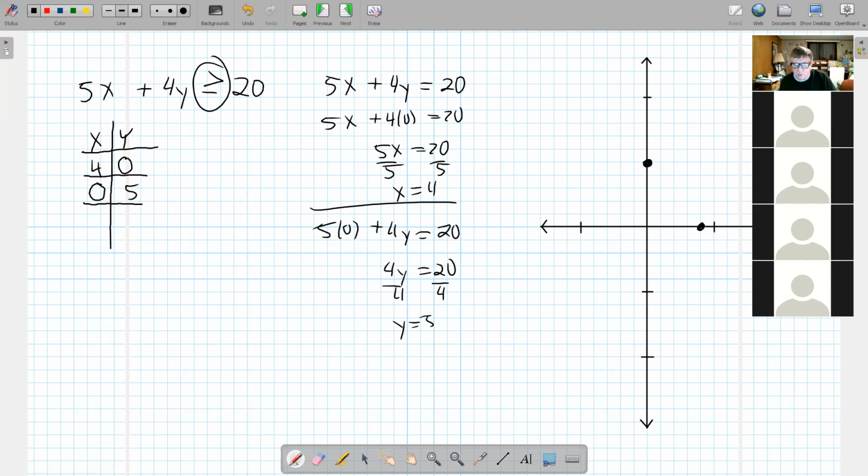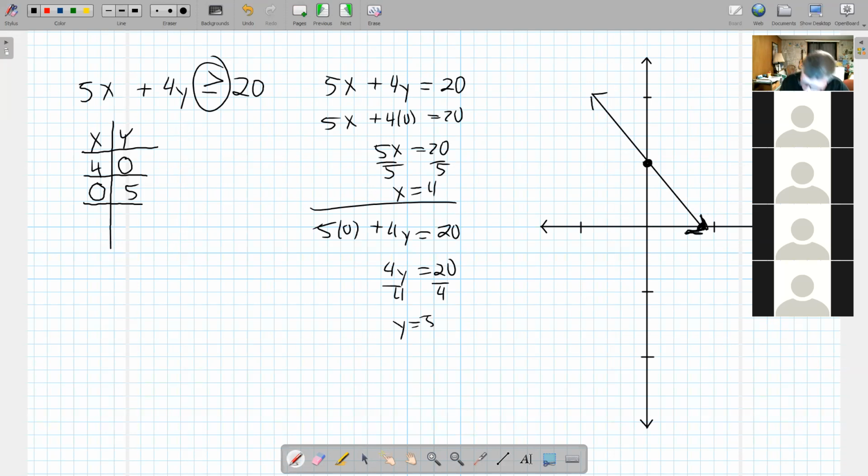It's greater than or equal to. So because it includes the equal to, that means that it includes the line. So it's going to be a solid line. Let's see here if I can get this to line up correctly. Okay. So here's that and here's that.